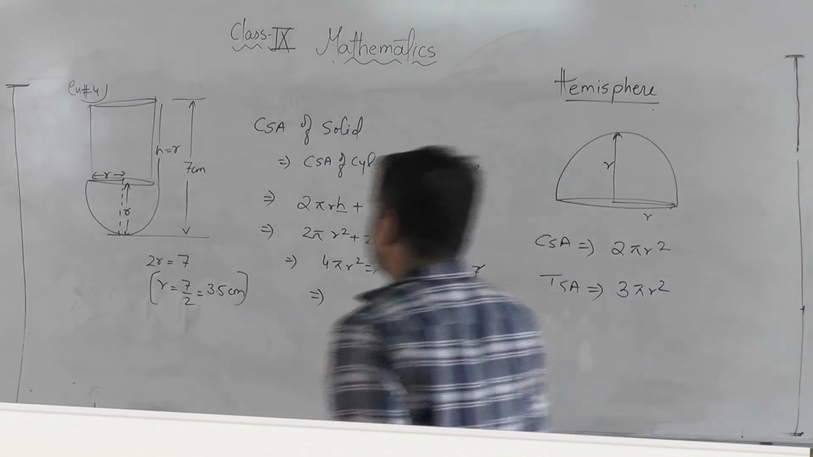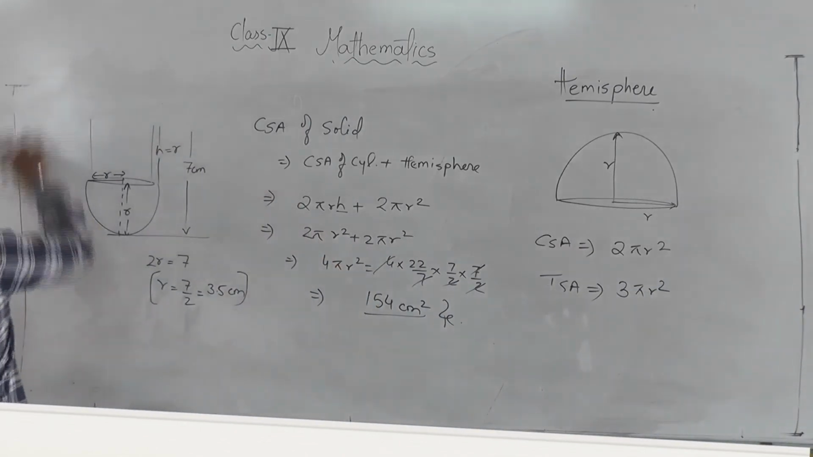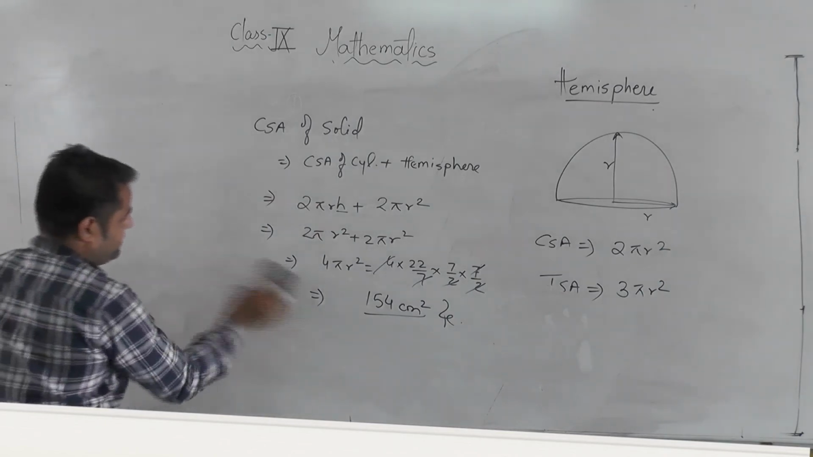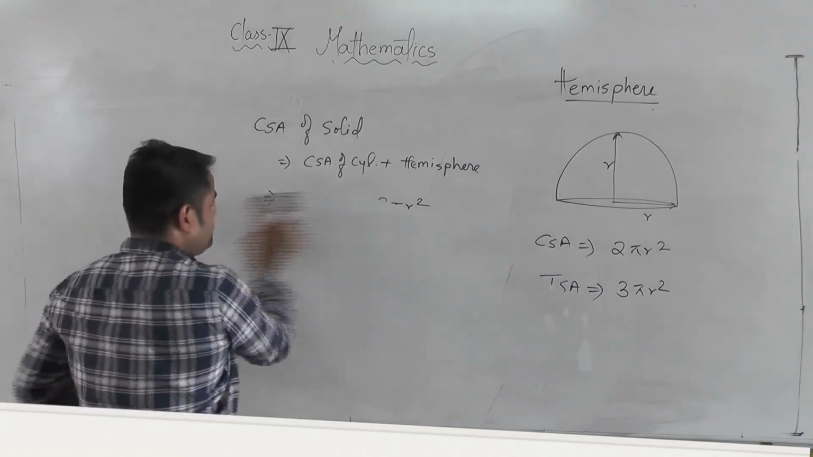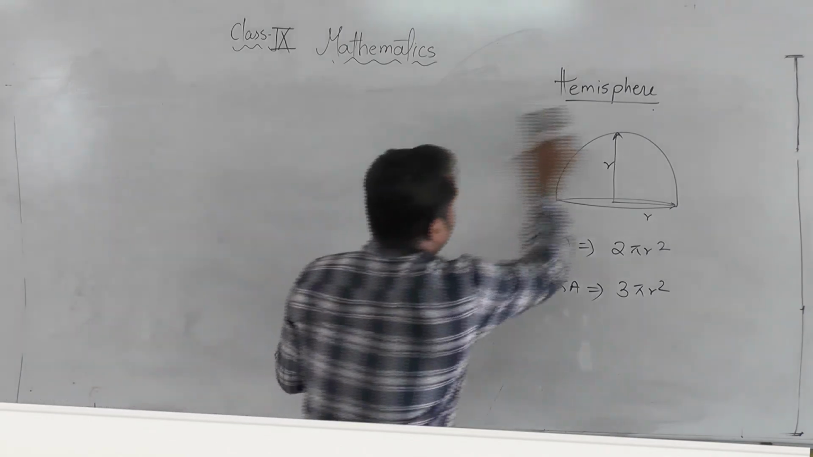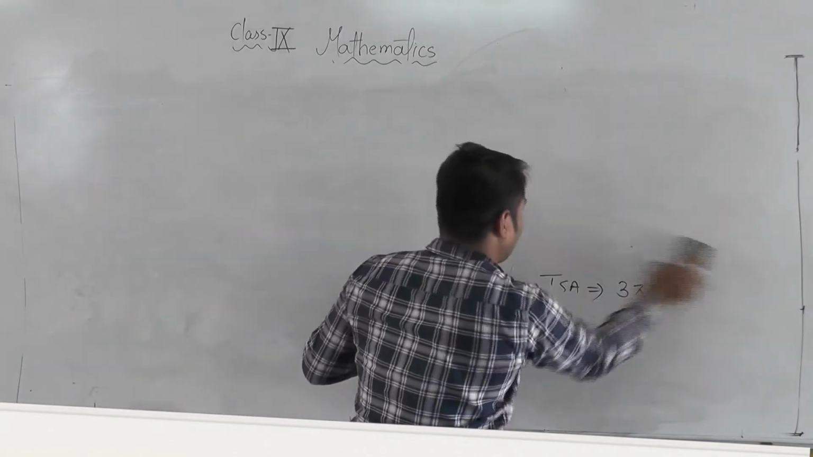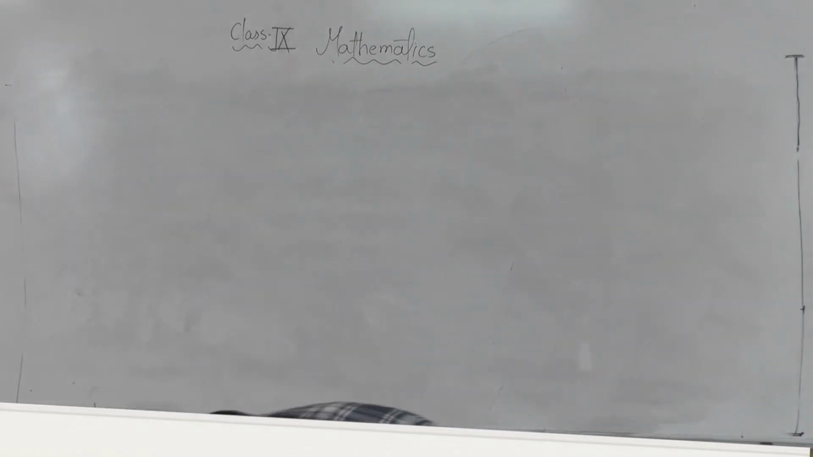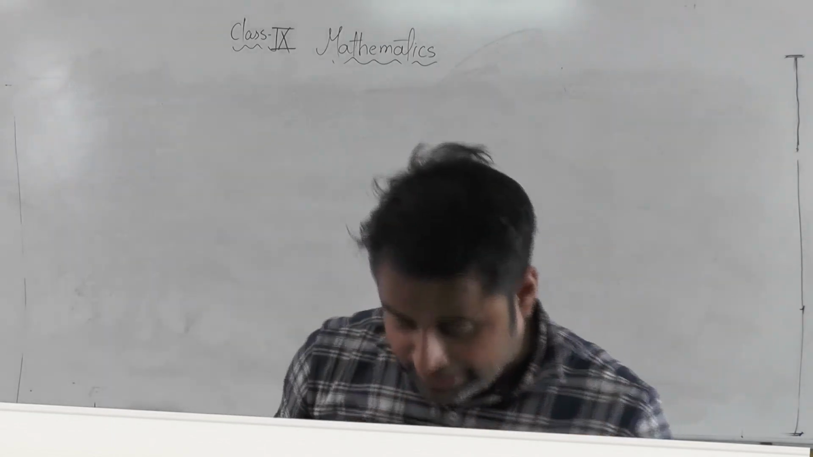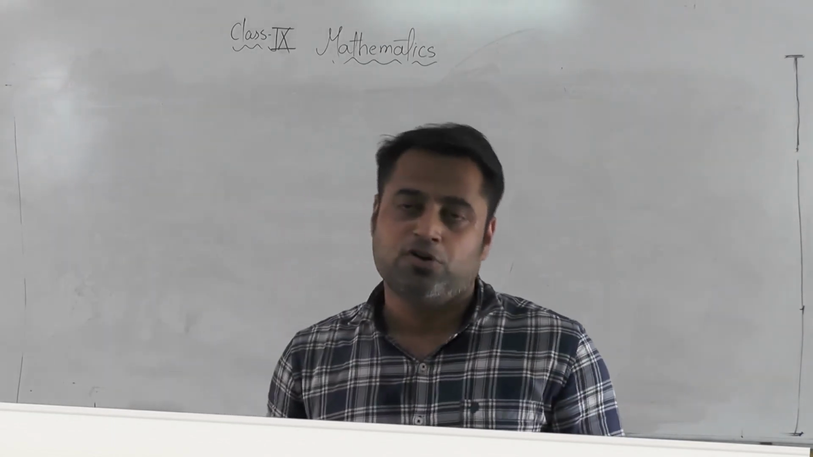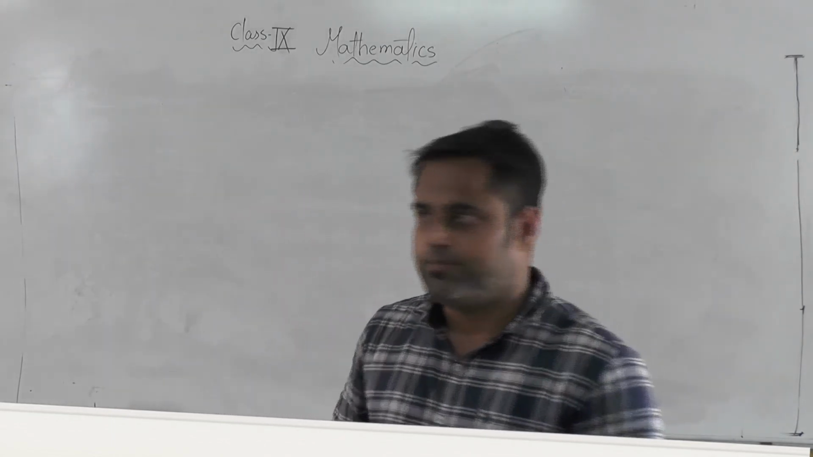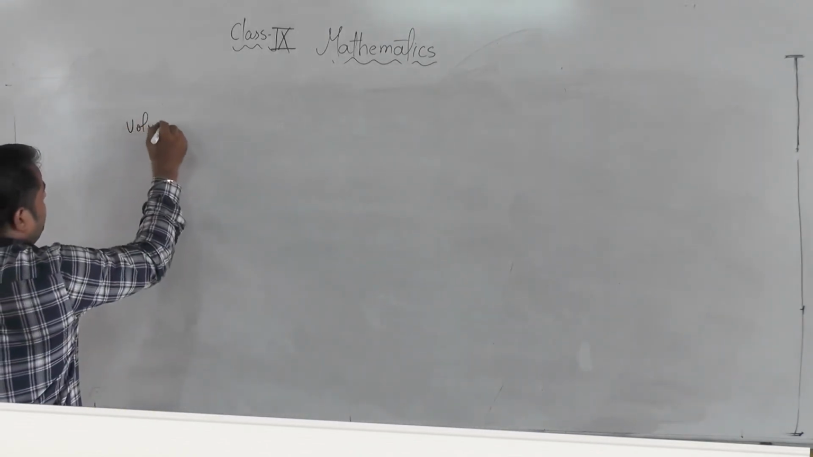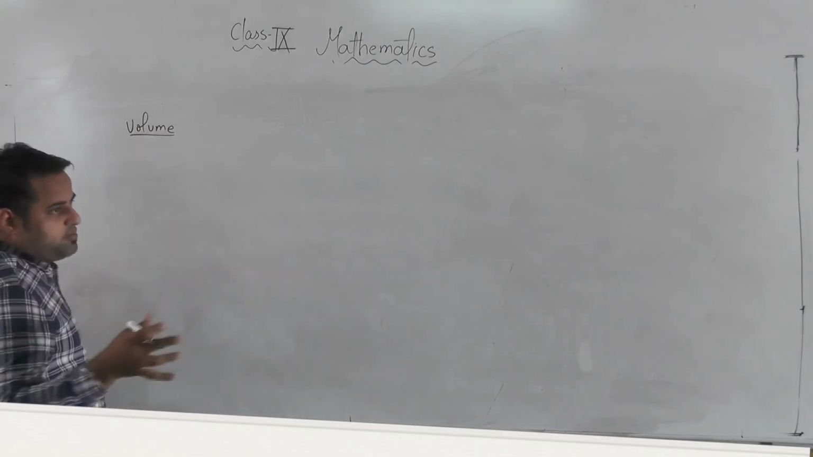Now, in this lecture only, we will talk about the volume of the sphere and hemisphere. Only the formula we will write. Then the questions we will see in the next video, because there are very deep questions on volumes of sphere and hemisphere. That's it. See, volume, we already know, is the space occupied by a distinct object.